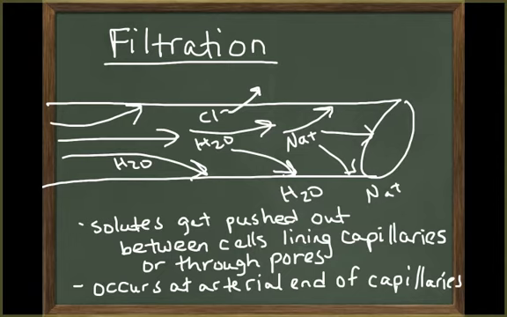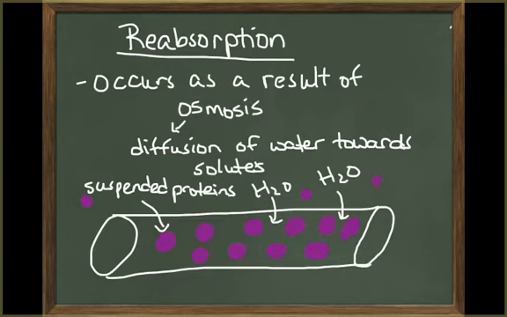The solute molecules that leave the bloodstream are small enough to pass between adjacent endothelial cells of the capillaries or between the pores in the fenestrated capillaries. Filtration takes place at the arterial end of the capillary where the pressure is greater than at the venous end of the capillary. Reabsorption is another process that moves materials across the capillary walls.